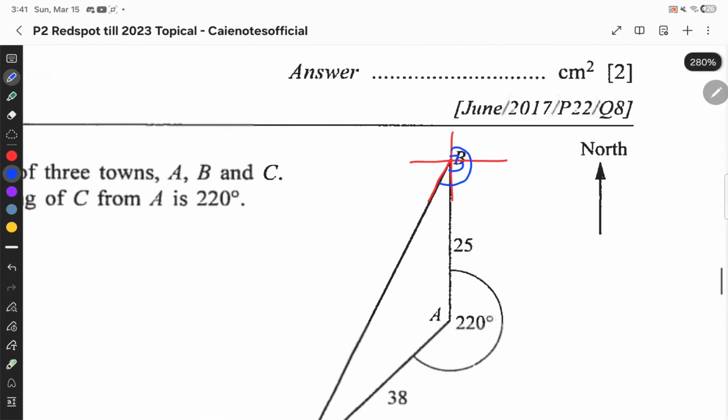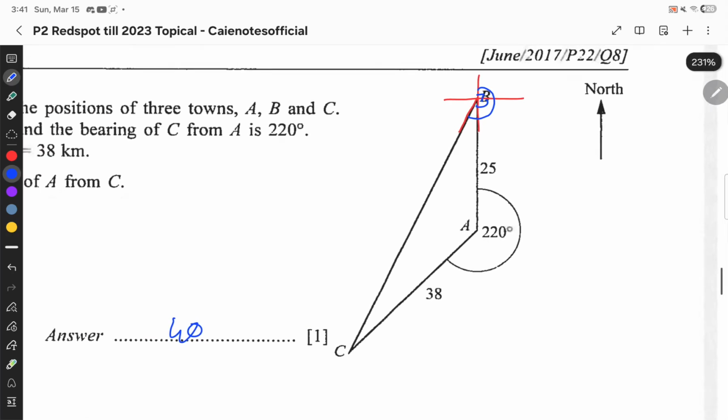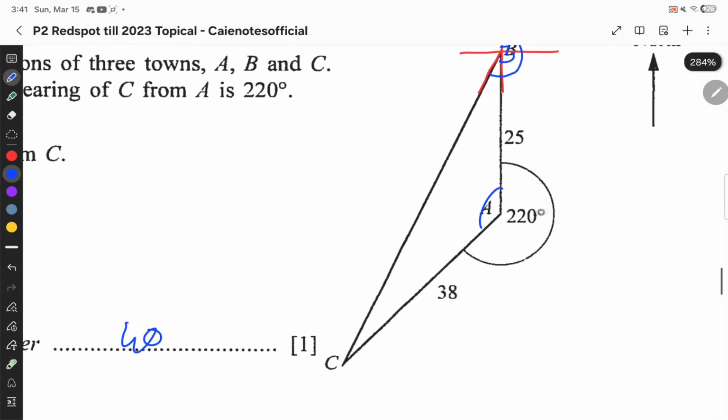90. This angle, this remaining angle. So we found this during our working, and we found this during our working. This is part B.